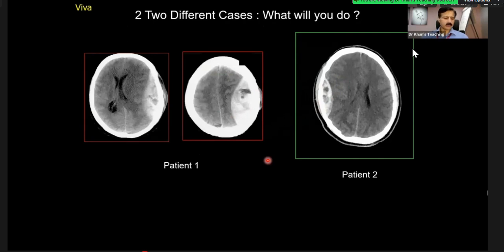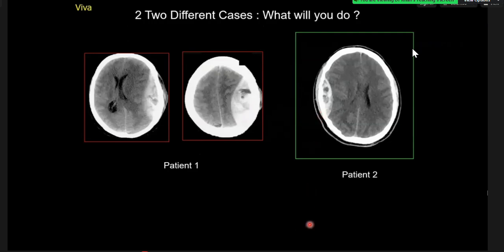Classical viva question. In patient one, there's this large one. It's the same thing I am showing you. I'm showing you patient 1 and patient 2 with the same finding. My question is a viva question. You have picked it up. You are the on-call radiologist. What is happening? What will you do?